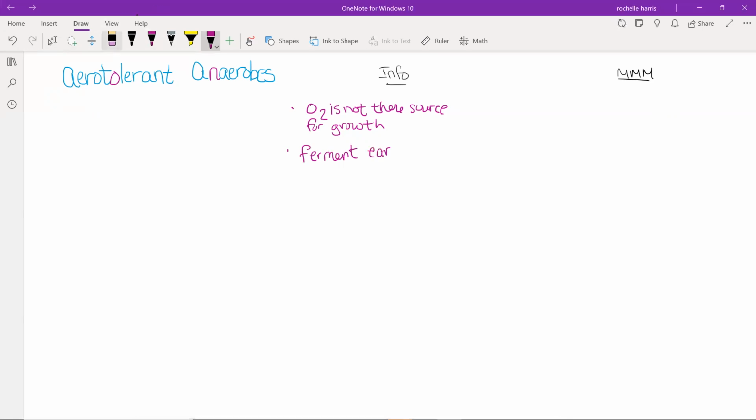That looks like an E. Carbohydrates. 2 lactic acid. Another note is that they can grow when oxygen is present.